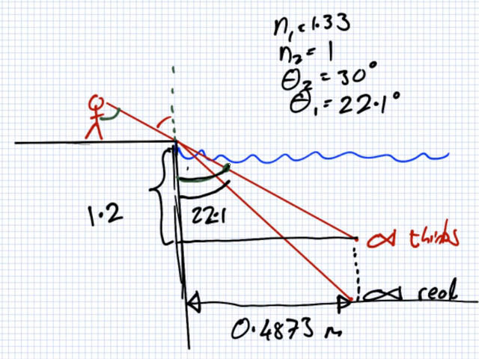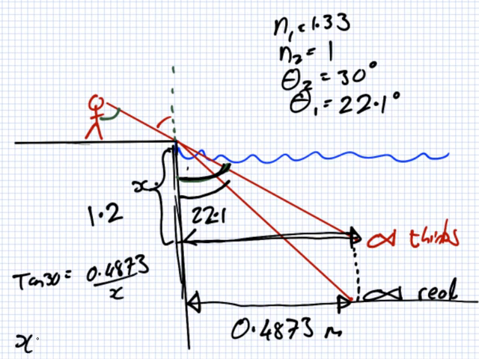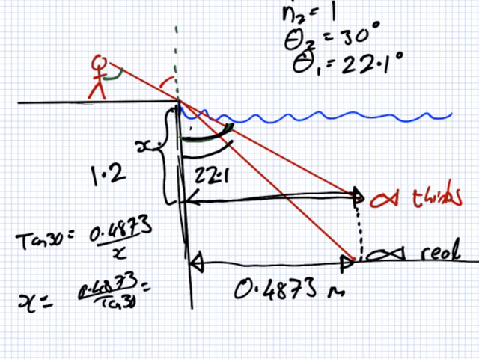We know this angle here. What's this angle? 30. And we know this distance here. So can we get this distance? Yeah, so we'll just say tan 30 equals 0.4873 over x. So x equals 0.4873 over tan 30. What's that? 0.844, the same as this. So same answer. If you're happier with that way, wonderful.